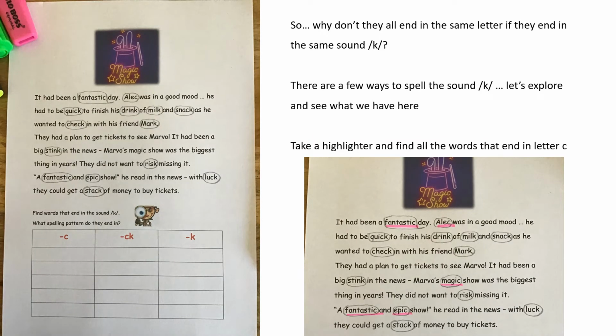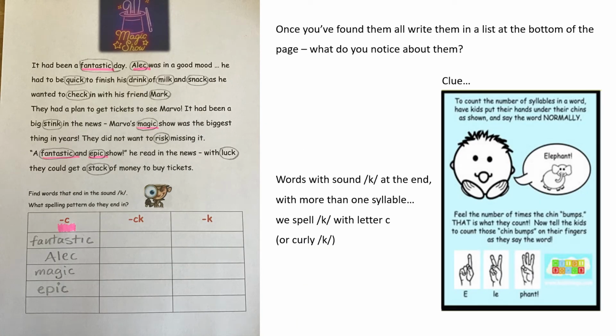So you really need to ask yourself a few questions when you're doing the detective task. So I'm starting to think, why don't all these words end in the same letter if they all end in the same sound? And well, there's a few ways to spell the sound k, and we need to explore and see what we have here. So let's take a highlighter and find all the words that end in the letter C. So once you've found them all, write them in a list at the bottom of the page.